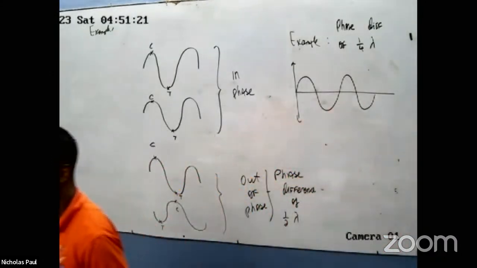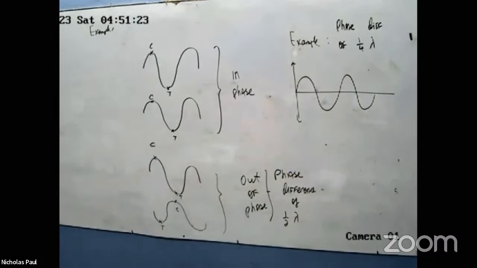Right, so I want you to try something there. Draw 2 waves, and the second wave has to have a phase difference of a quarter. As Sherelle said, a quarter.